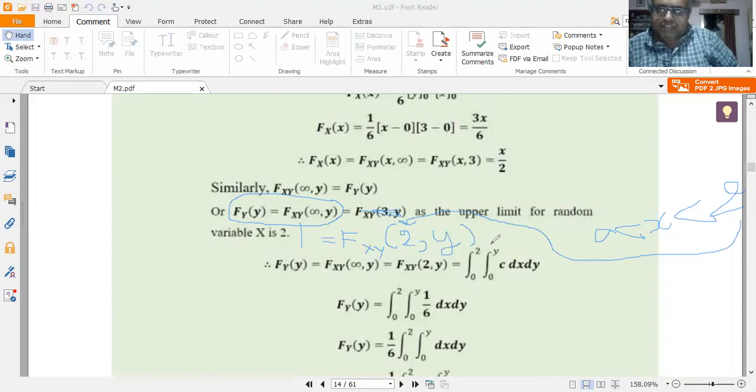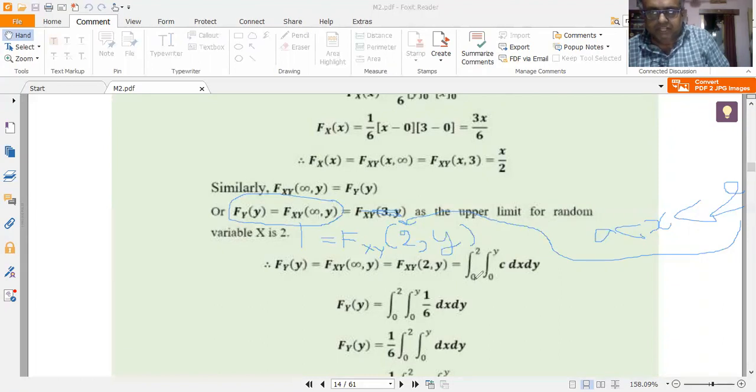So this is Fxy of 2 comma y only, because Fxy of infinity comma y is the general definition. The general definition needs to be replaced by the problem maximum value as per the given problem statement. So this becomes Fxy of 2 comma y.